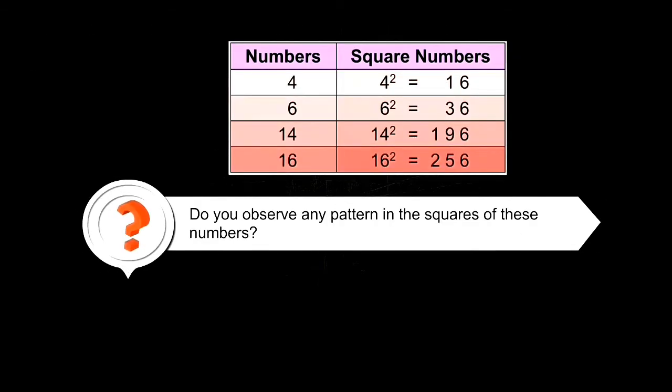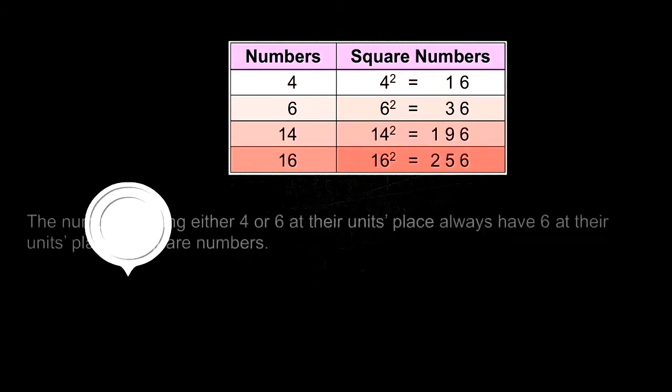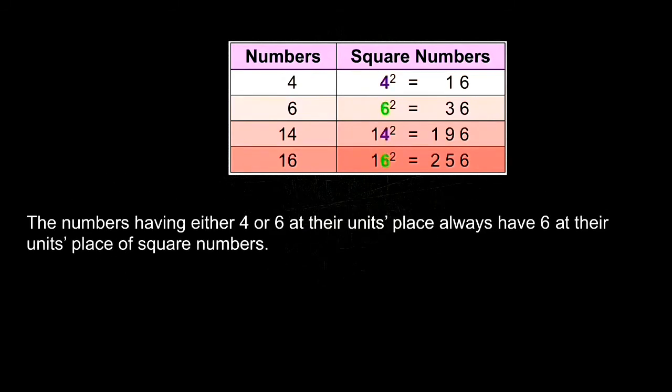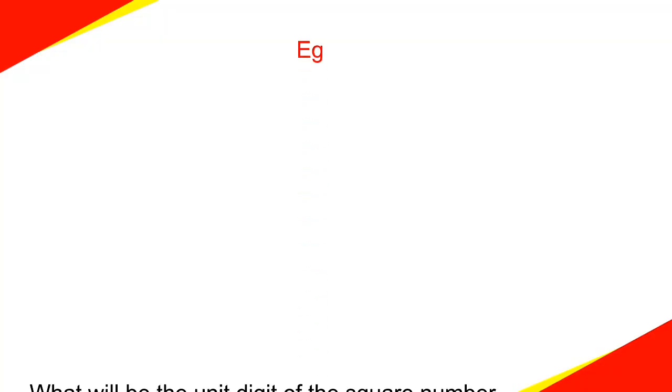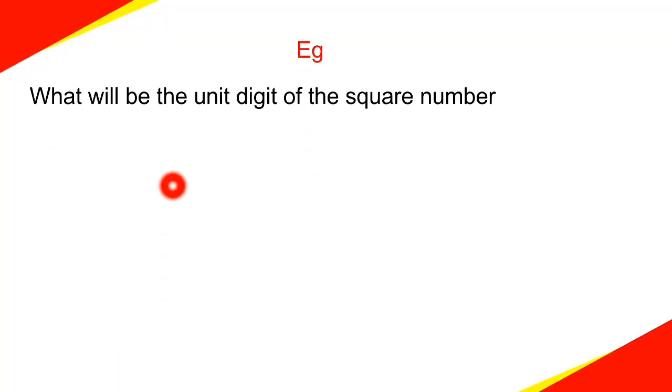Let us observe the numbers which have 4 or 6 at the units place and their squares. Do you observe any pattern in the squares of these numbers? The numbers having either 4 or 6 at their units place always have 6 at the units place of their squares. Example: what will be the unit digit of the square number? Option A 24, option B 26.